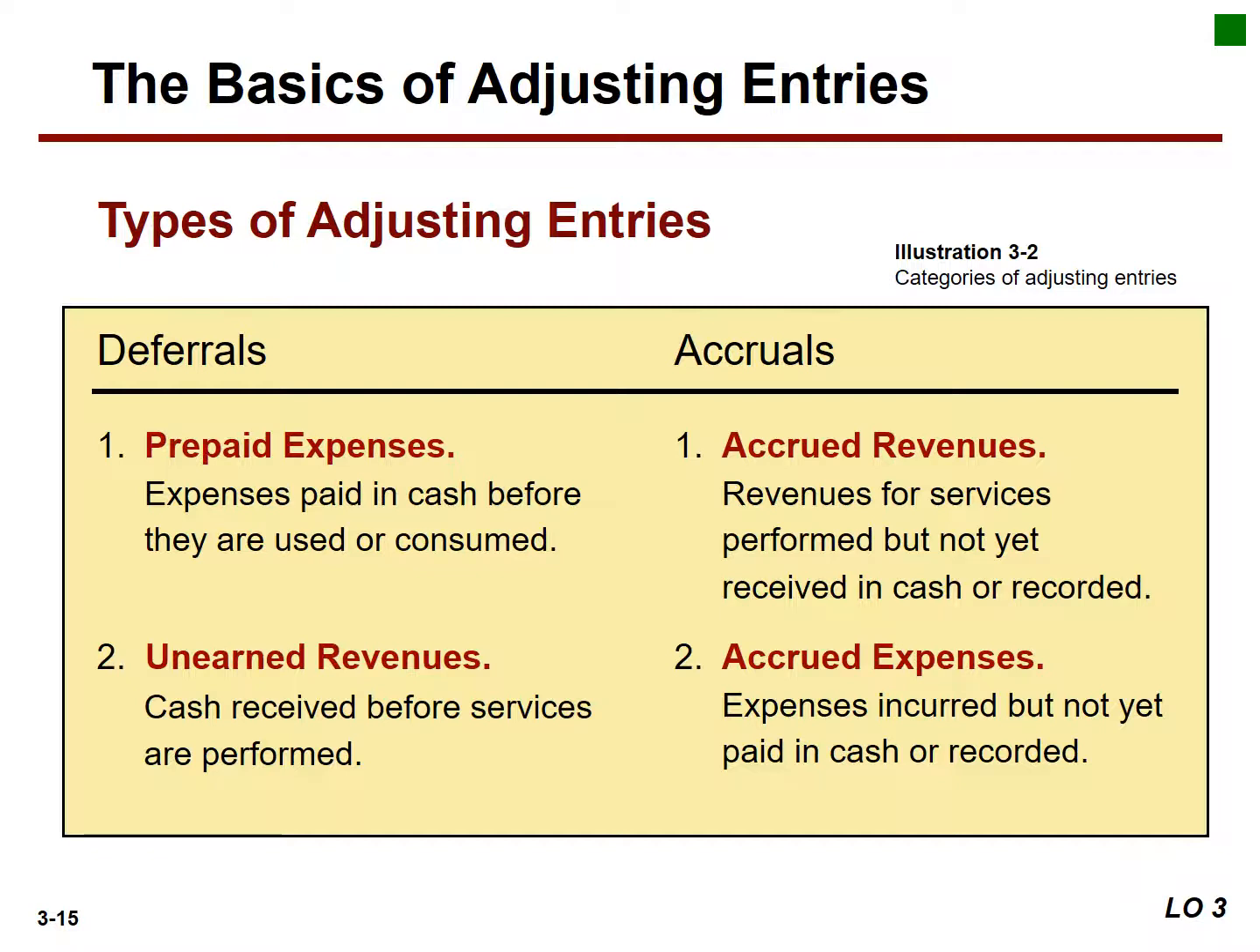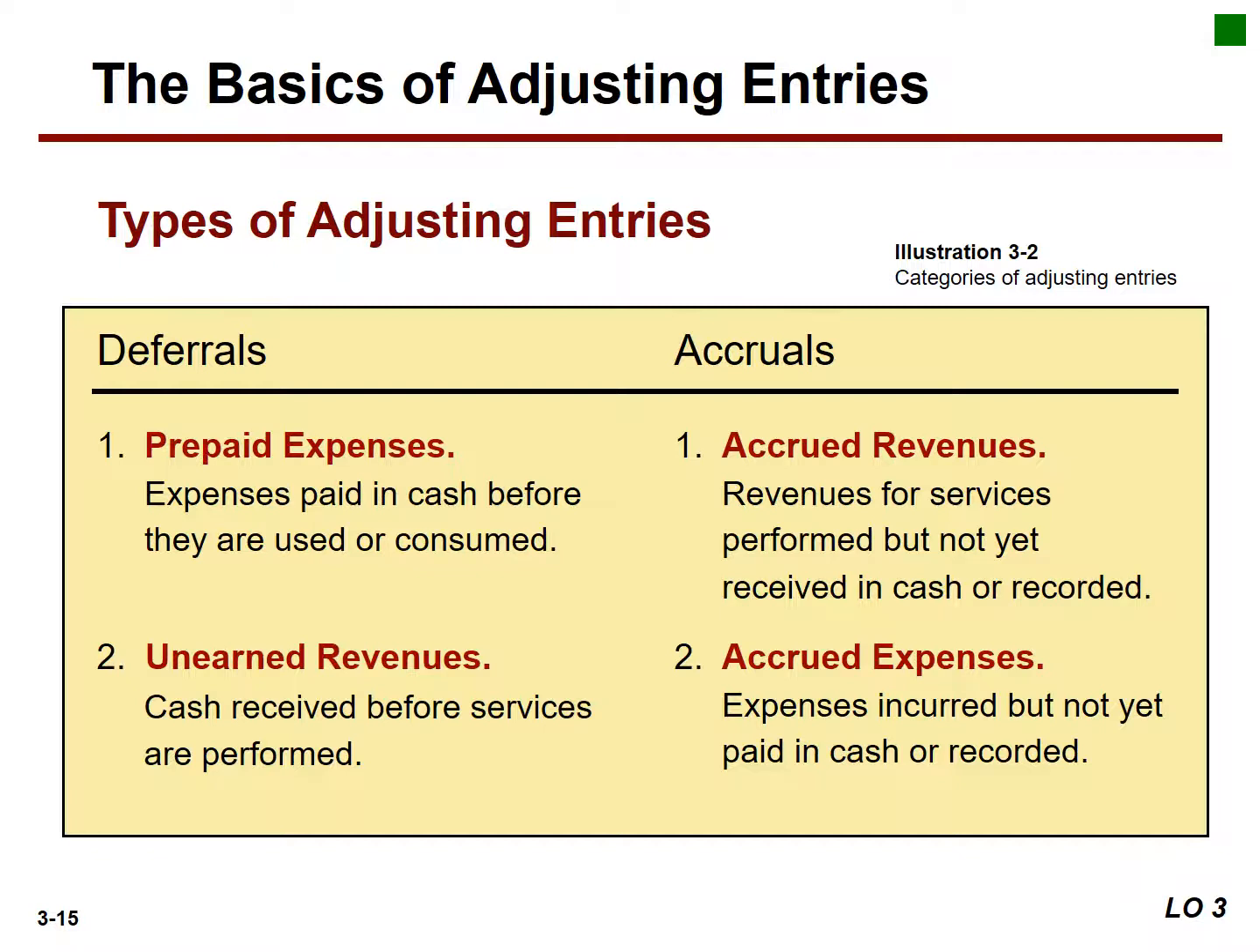This chart shows our two types of adjusting entries. We have deferral adjusting entries and accrual adjusting entries. Our deferral adjusting entries are made up of our prepaid expenses and our unearned revenues. Our accrual adjusting entries are made up of our accrued revenues and our accrued expenses.